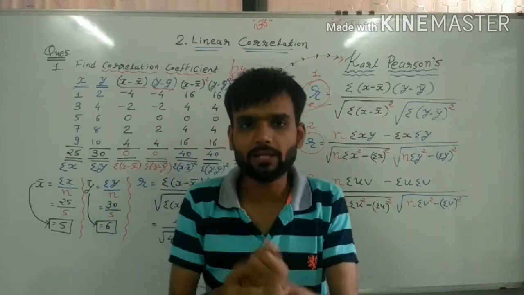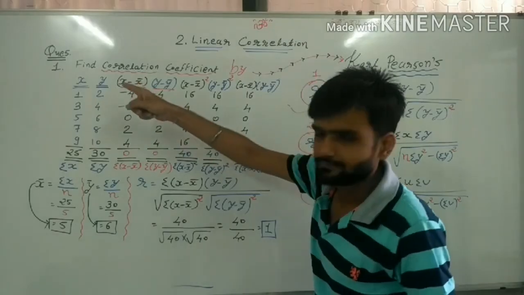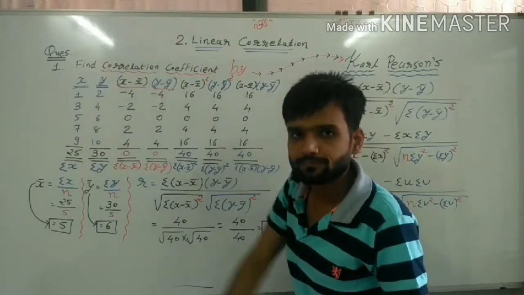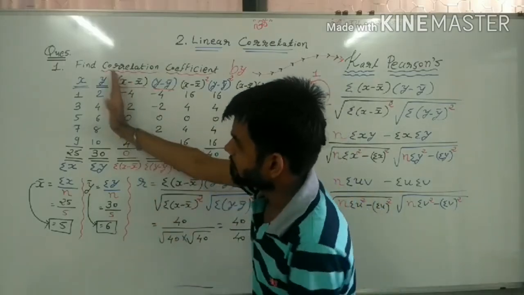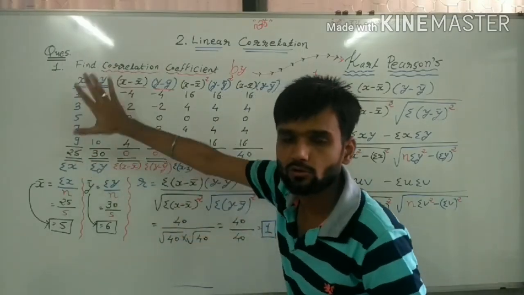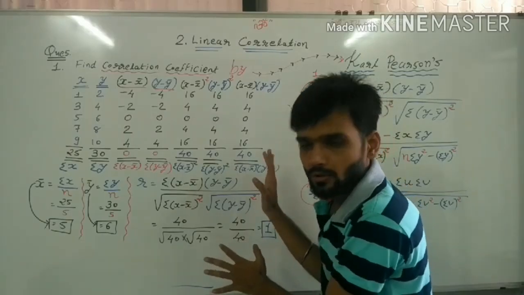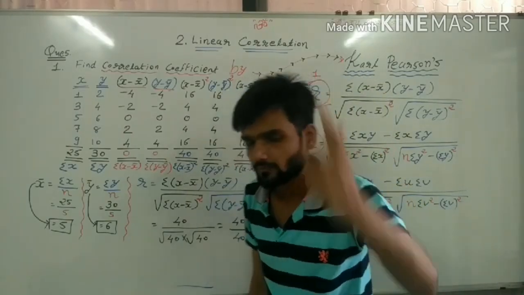Now we are coming back to the sum. Question number 1. The x and y values are given. Only the question is this: the values written in blue marker are your question. All the other things are the answer. Now, understood?